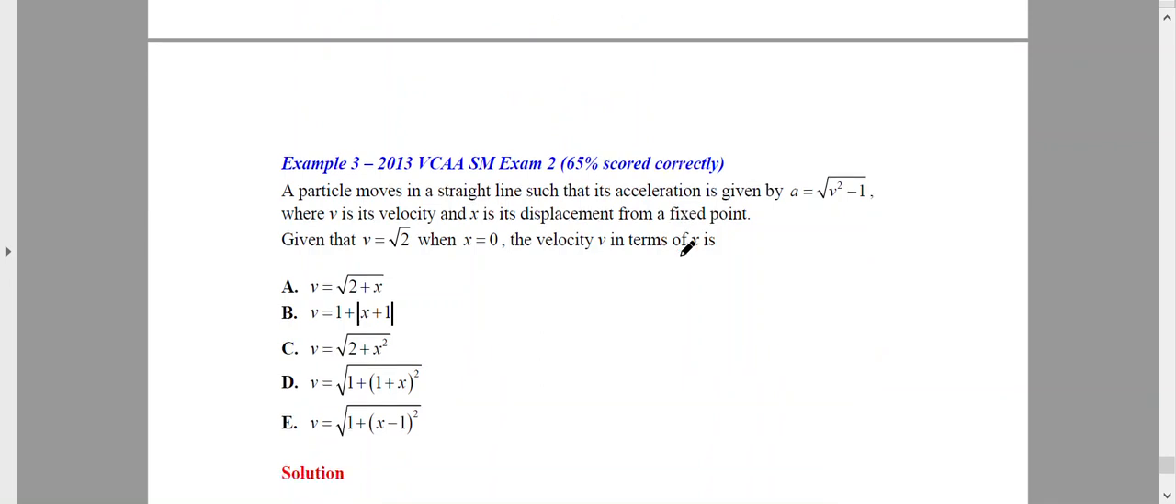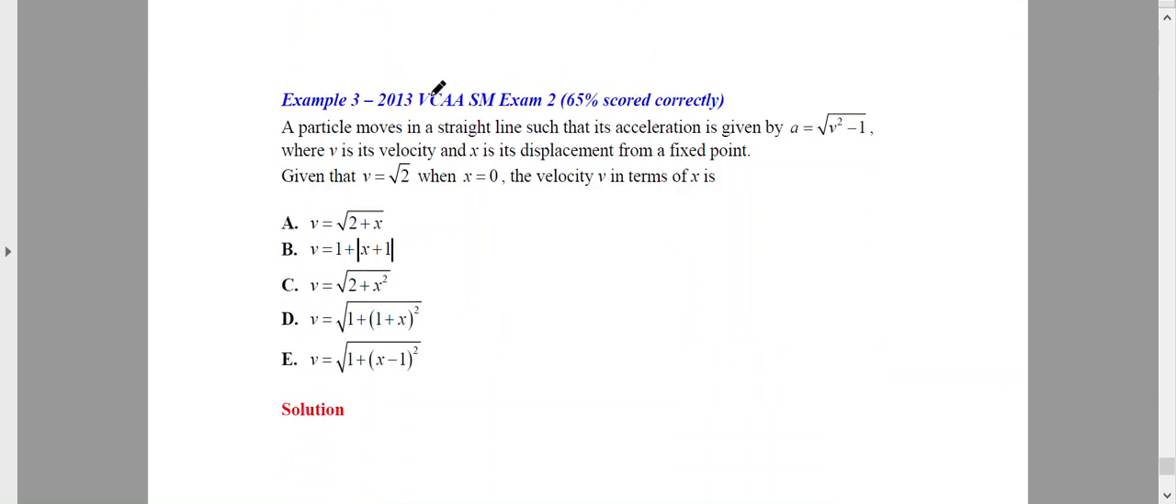And the last problem we have here, it's an exam question from 2013. So it says a particle moves in a straight line such that acceleration is given by a equals square root of v squared minus 1, where v is the velocity and x is the displacement. It says given that v equals root 2 when x equals 0, find the velocity v in terms of x. So it's very much like the other problem, okay, we just did. So acceleration is a function of v. The initial conditions are v and x.